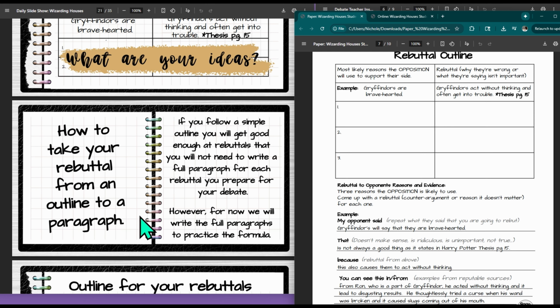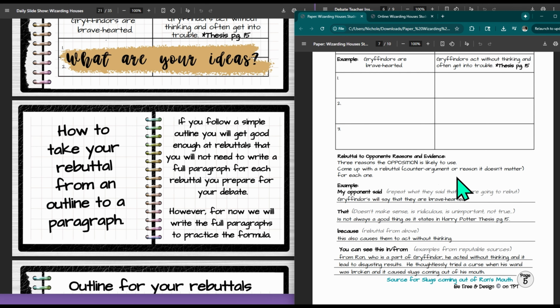How to take your rebuttal from outline to a paragraph. If you follow the simple outline, you will get good enough at rebuttals that you will not need to write a full paragraph for each rebuttal that you prepare for the debate. They do this chart, and it usually takes them about 15 minutes for my students to fill this out, and sometimes more because they'll be looking things up, and I give them computers to use during this time. And then we move on to creating paragraphs.